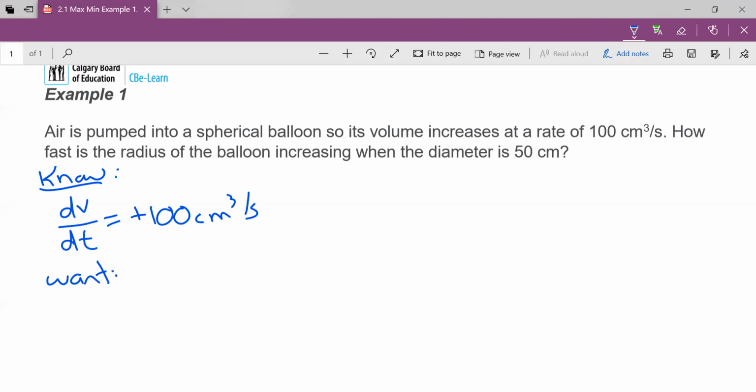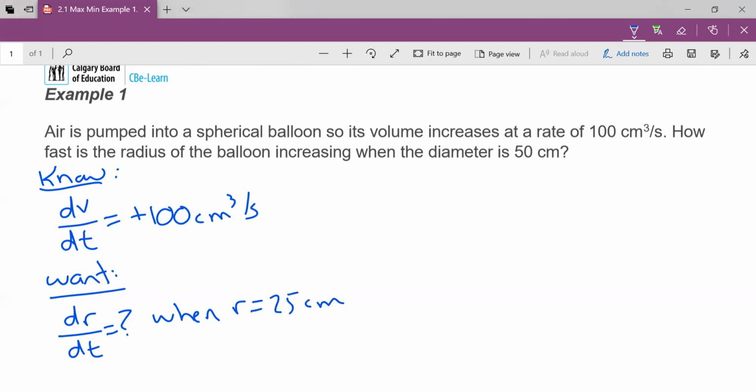How fast? So what do I want? Well, I want how fast the radius is changing. So I've got dr/dt. But the radius is not changing at a constant rate. It's dynamic, depending on how big the balloon is. So whenever we're looking for something, it's going to be at a specific moment. So when the diameter is 50, that's when the radius is 25 centimeters.